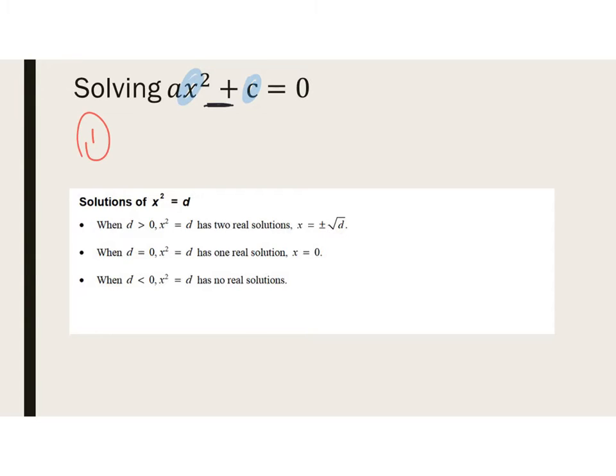The first step is to get the x squared by itself. And that can look one of two ways, and I'll show you that in the examples. But mostly that is going to look something like x squared equals a number. We've switched our constant from c to d here because you might have had to divide by an a. Once you have x squared by itself, then you are going to square root both sides.